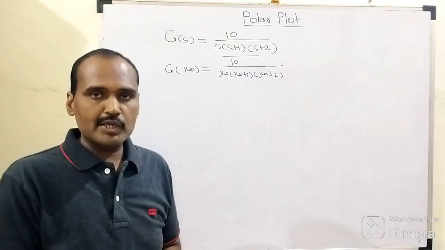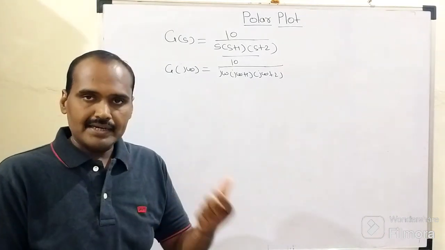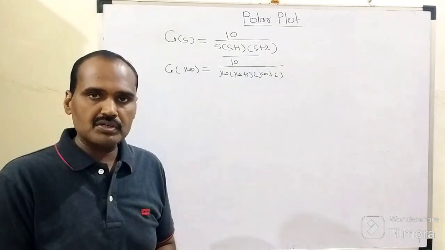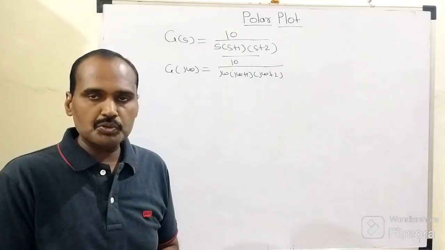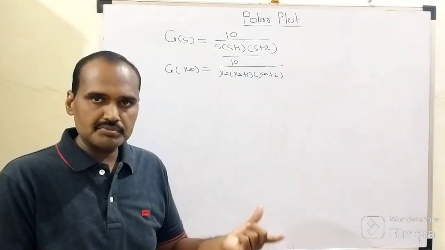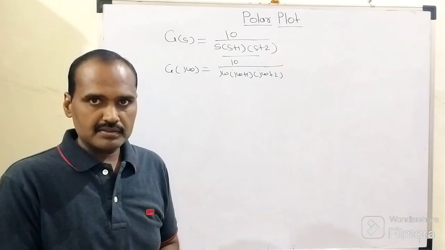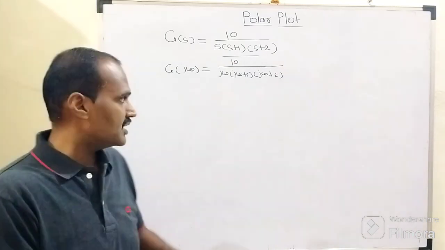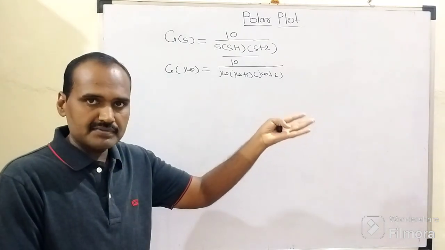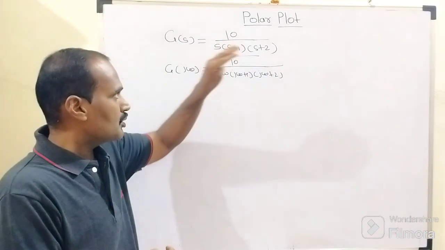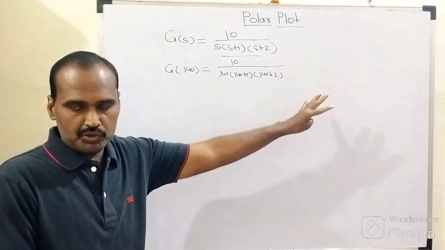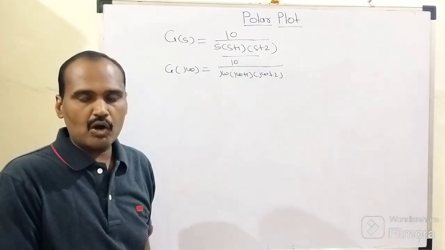Once it is replaced in the frequency domain representation, the next thing we need to do is observe how many factors we have in that open loop transfer function. Factors in the sense of how many constant terms, how many zeros and how many poles. To get the number of zeros, we equate all the s terms in the numerator of the open loop transfer function to 0. Then we will come to know how many zeros there are.